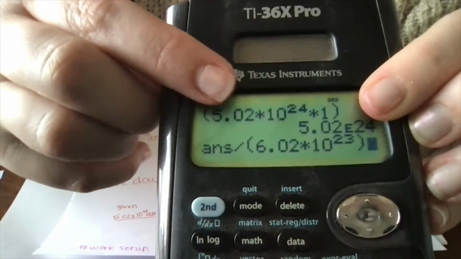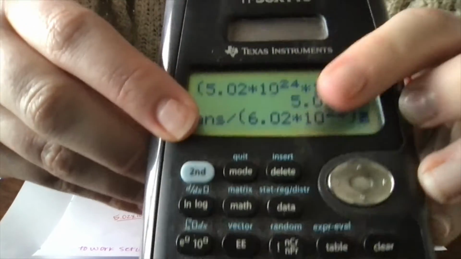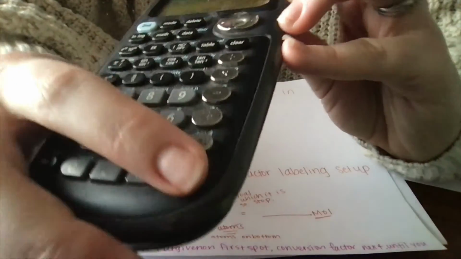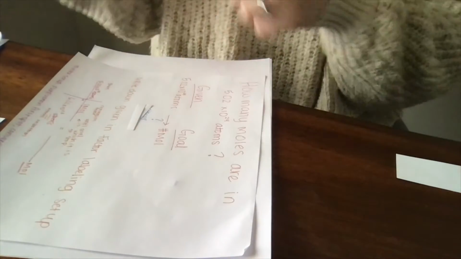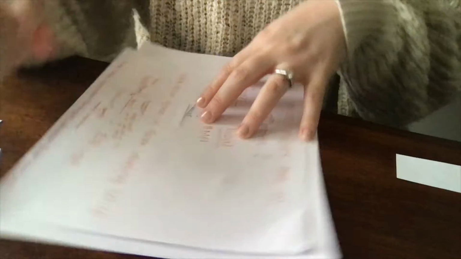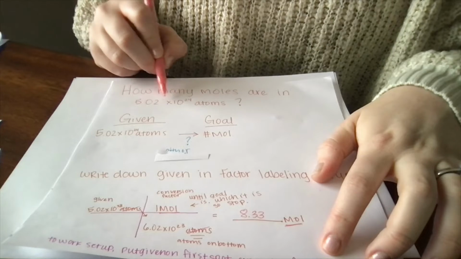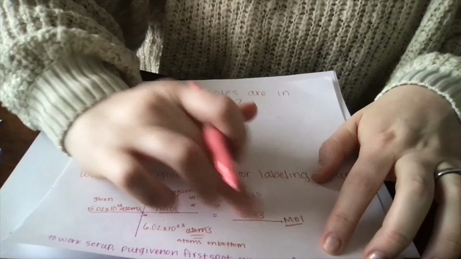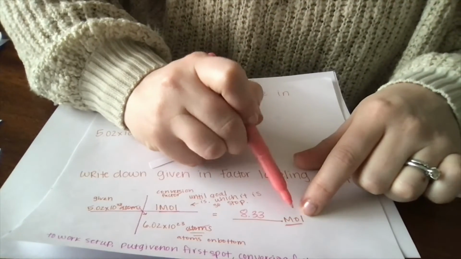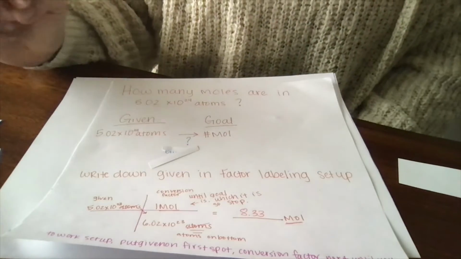So I did the first one and then I clicked enter, so I got this answer right here. And then I took that answer and I'm dividing it by the bottom, and then I'm going to click enter, and this is the answer to the problem, 8.33. So my answer is 8.33 moles are in 5.02 times 10 to the 24th atoms. This many atoms gives me this many moles. Okay? Remember, mole is just a counting unit. So this is just like a counting unit of atoms or molecules or ions.